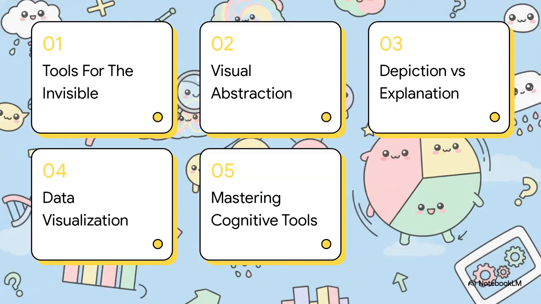Here is our roadmap for today. First, tools for the invisible. Second, the art of visual abstraction. Third, depiction versus explanation. Fourth, the data visualization superpower. And finally, mastering our cognitive tools.